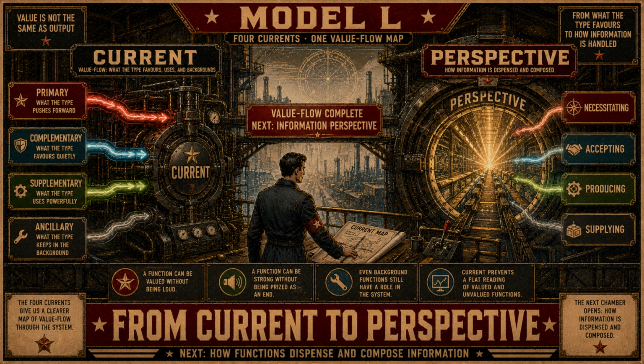The main lesson is that value and output are not the same thing. A function can be valued without being loud. A function can be strong without being prized as an end, and even a background function still has a role in the system. In the next video, we will move from current to perspective. Instead of asking what the type favours and leans into, we will ask how a function handles information from within its block. Does it set the point of view? Does it supply what is needed? Does it compose the information directly? Or does it support the process from a more secondary position? That will take us into the ensemble groups necessitating, accepting, producing, and supplying. So the next step is not about value flow. It is about the perspective from which information is dispensed and composed.